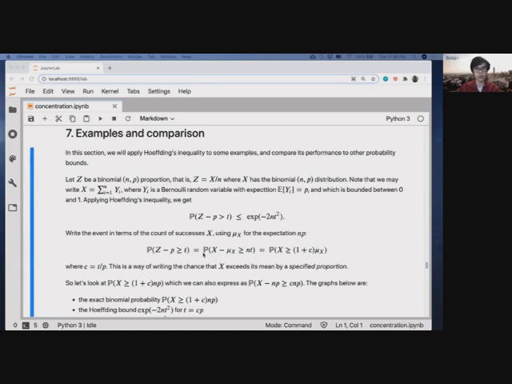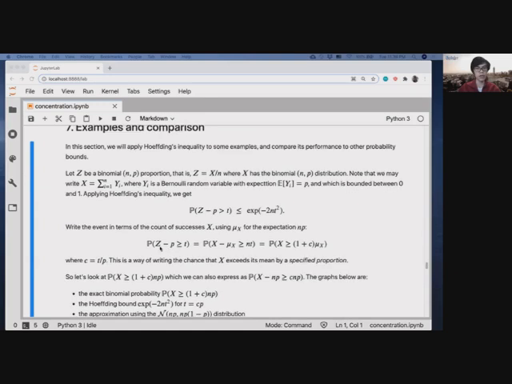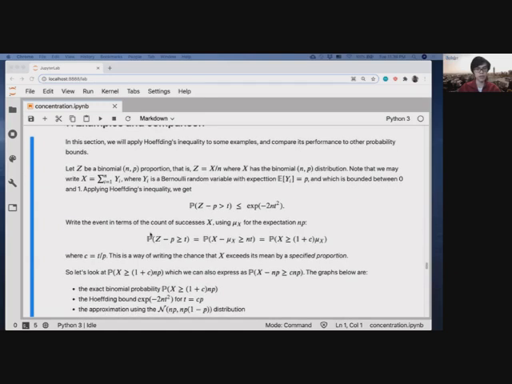Then this is going to give you the probability of X minus mu being bigger than N times T. We also brought mu of X to the left-hand side. Now if I divide both sides by N, this is going to give me the probability of Z minus P being bigger than T. Now we apply Hoeffding's inequality.